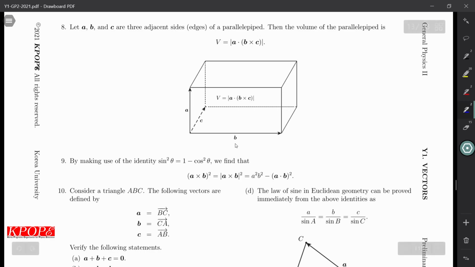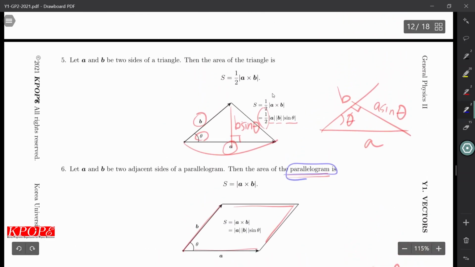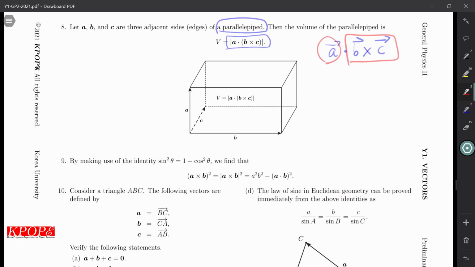This is called the parallelepiped. This is a parallelogram, this is a triangle, parallelogram, and parallelepiped. The volume of the parallelepiped is expressed as the absolute value of the triple scalar product. We can also write it in this way. We never multiply the scalar product first. We multiply the cross product first and then make a scalar product. And after taking the absolute value, we find this is the volume of the parallelepiped.